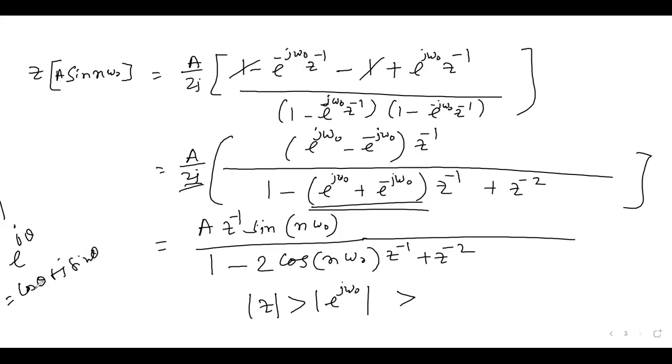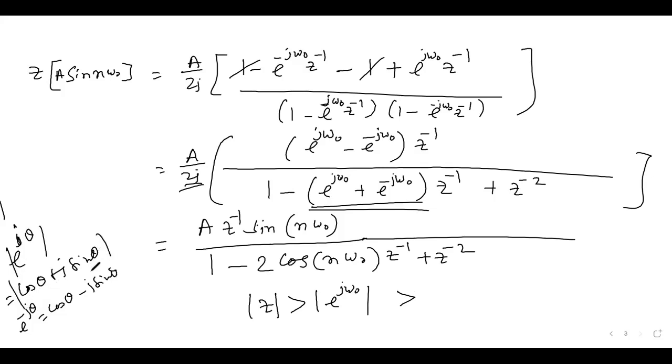e to the power j theta, that is the De Moivre theorem. e to the power j theta is cos theta plus j sin theta. e to the power minus j theta, you know the formula, cos theta minus j sin theta. What is the mod of this? So mod of this means this.